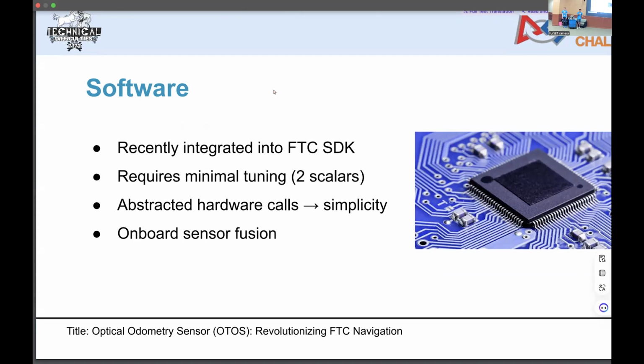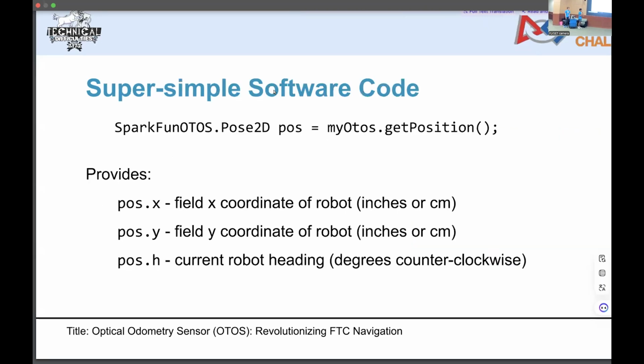And there's onboard sensor fusion. There's a microcontroller on the sensor itself, which combines location data from the laser as well as the IMU data, and gives you a completely comprehensive overview of your robot's pose. Okay, and then this is the function call. As you can see, it's just a one-liner, and that makes it really easy to just slap that in somewhere inside your code, and now you have an odometry system.